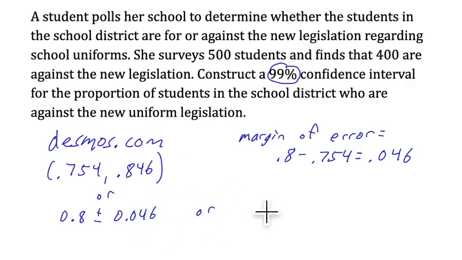Or we could even write this as a percentage. Like we could say 75.4% is less than P, which is less than 84.6%. So we are 99% confident that the true proportion of students in the district who are against the new legislation is in between 75.4% and 84.6%.